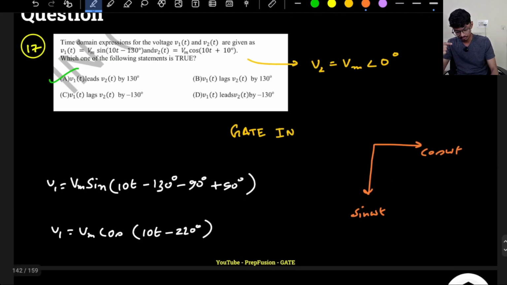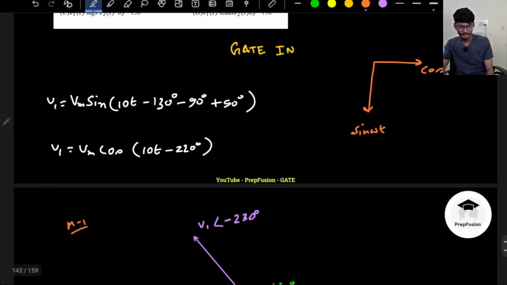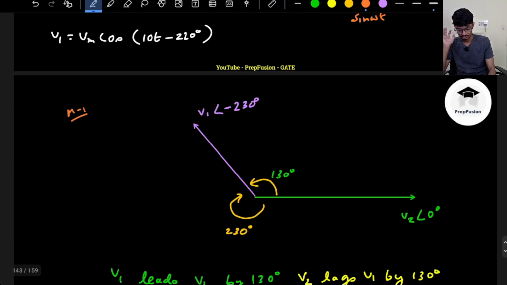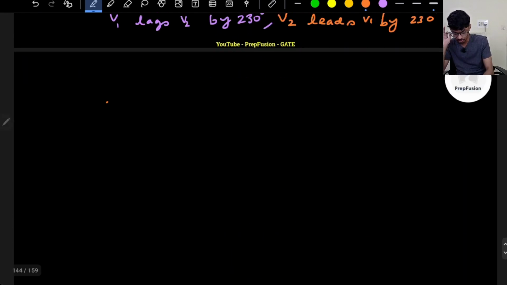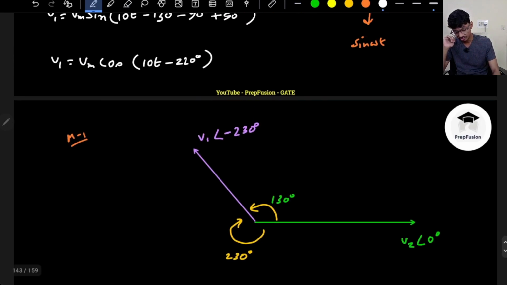So I will solve it using three methods. This was the first method. The second method is that you assume your own reference, whatever you are comfortable with. So you have assumed sine omega t, or Vm sine omega t, to be your reference, correct? If you have assumed sine omega t to be your reference, you would draw the reference here. This is my reference basically, and with respect to the reference you calculate.